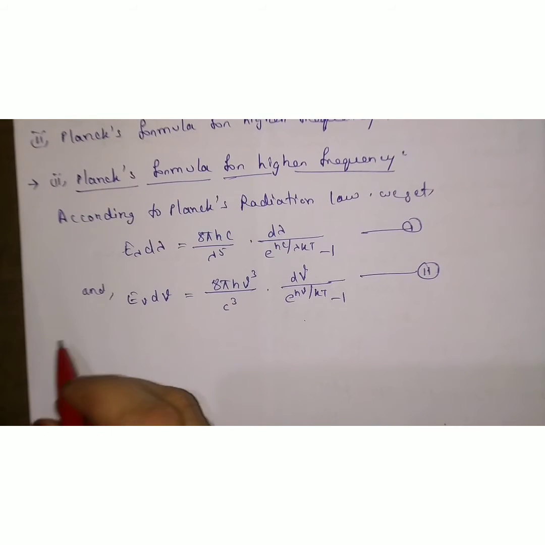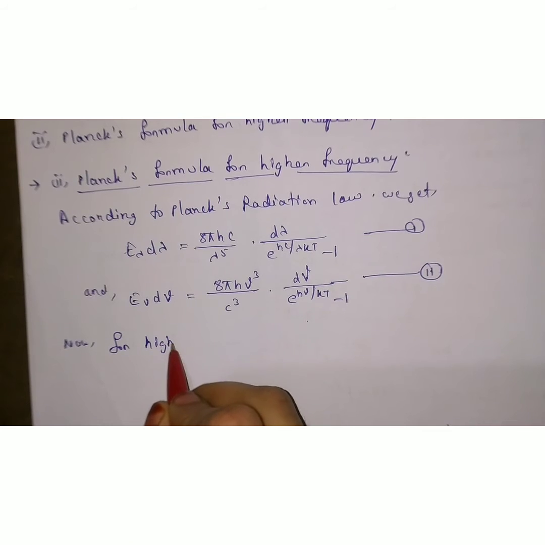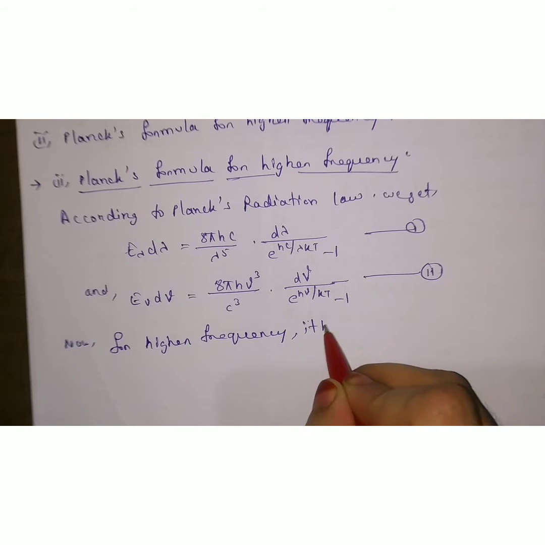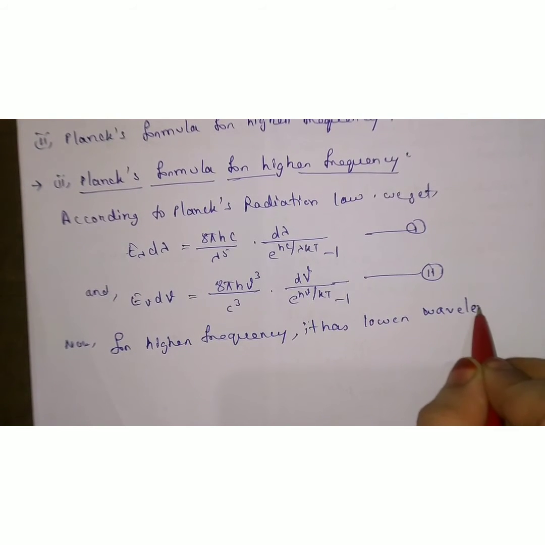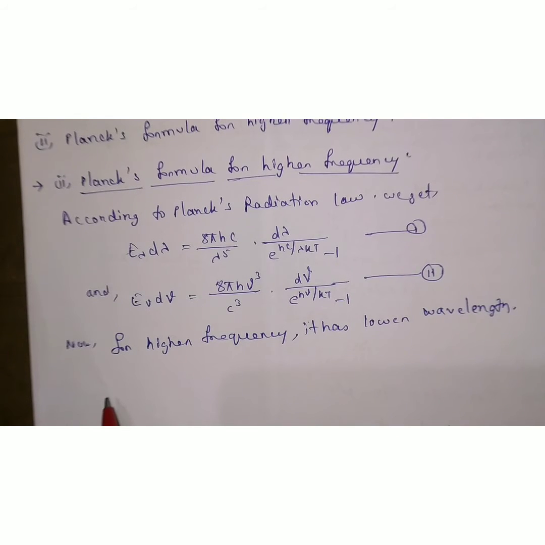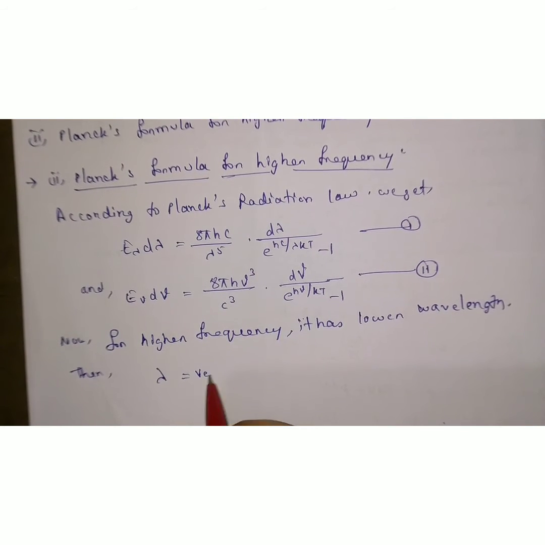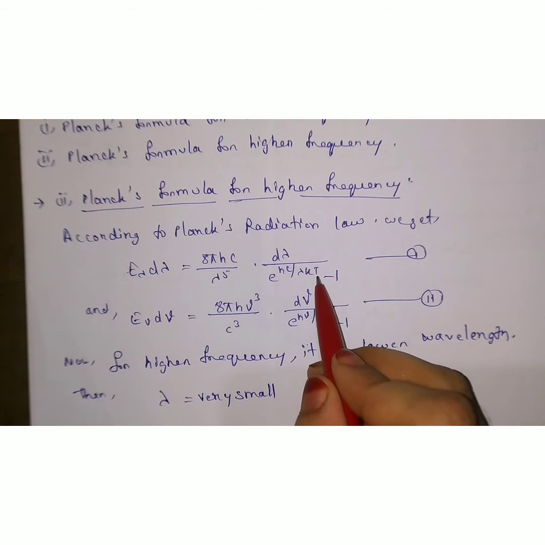Now for higher frequency, it has lower wavelength. As I have said, it has lower wavelength, so lambda will be very small. If lambda is very small, then the quantity e to the power hc by lambda kt will be very large as compared to 1.